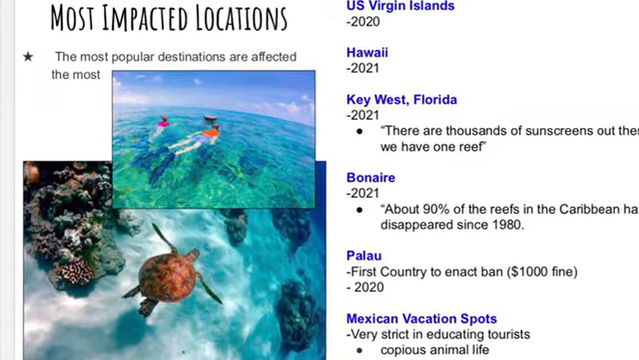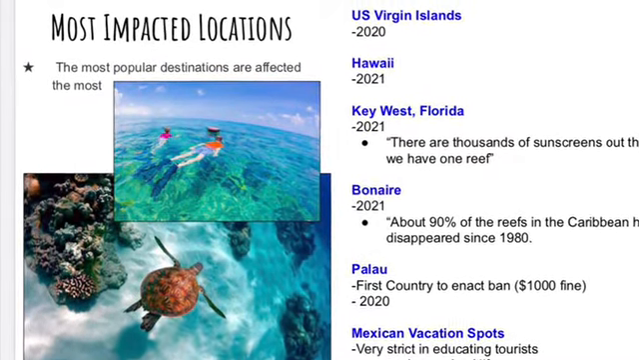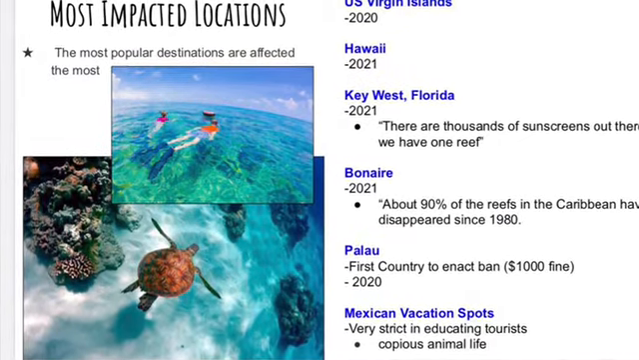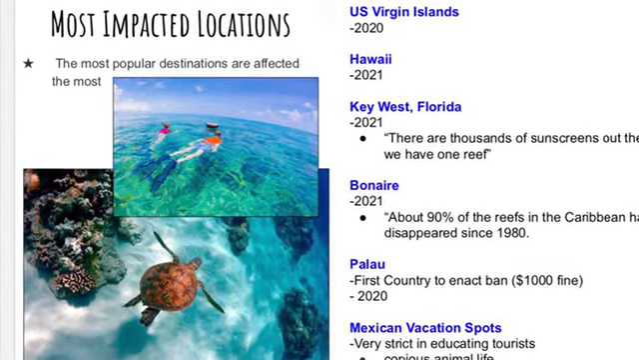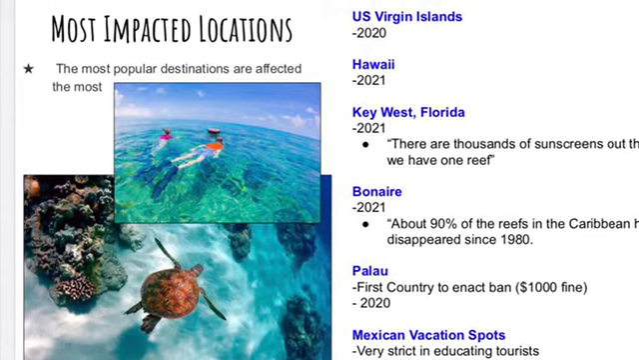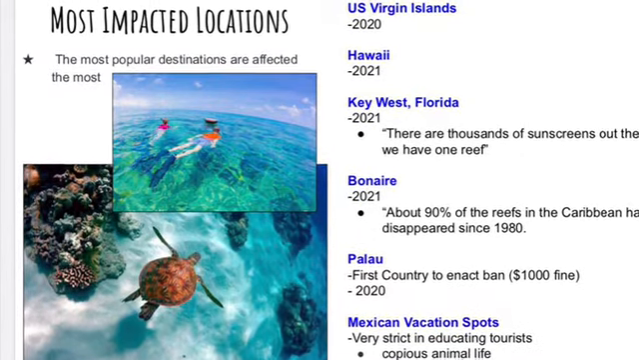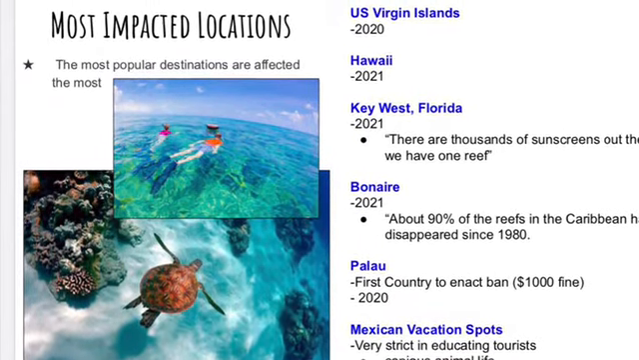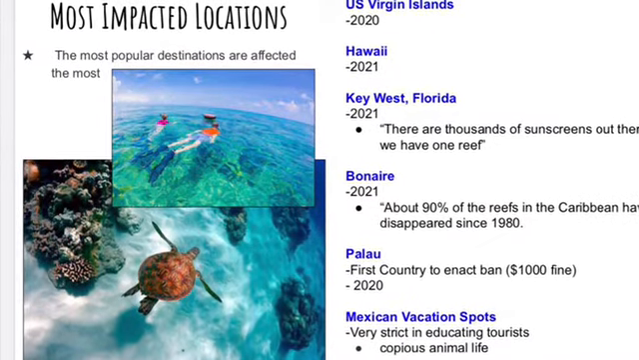So Key West, Florida, I have a quote from one of the people that are working with this, and they're saying that there's thousands of sunscreens out there, but we have one reef. So insisting and really making it prominent that this is an issue and that it is a small step to take, but something that is in the works. And then Bonaire, they said that about 90% of the reefs in the Caribbean have disappeared since 1980. So there's some numbers there to once again show the significance.